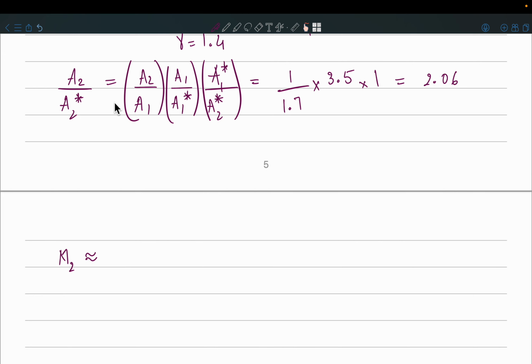No, see, you go and check area ratio as 2.06. What are the two Mach numbers given? Okay, somewhere close to the value of 2.06. See, exact value will never be there. M2 is not given.